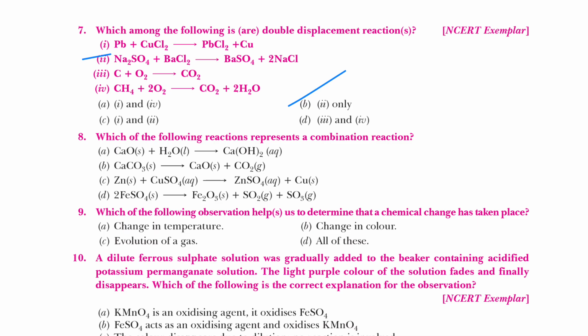Which of the following reactions represents a combination? Question number 8. The first one is a combination reaction, so option A is correct. Among the other options, the second one is decomposition, C is displacement, and D is also decomposition.